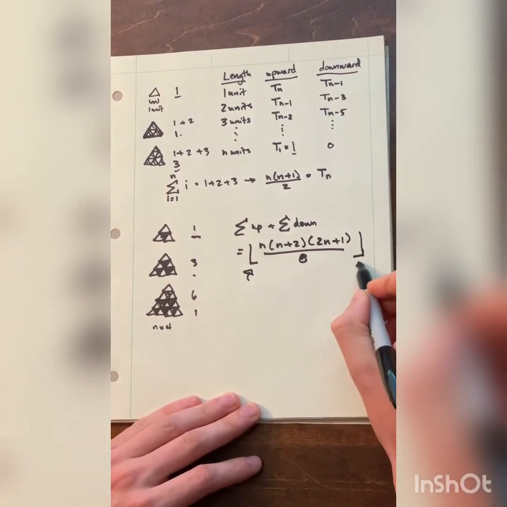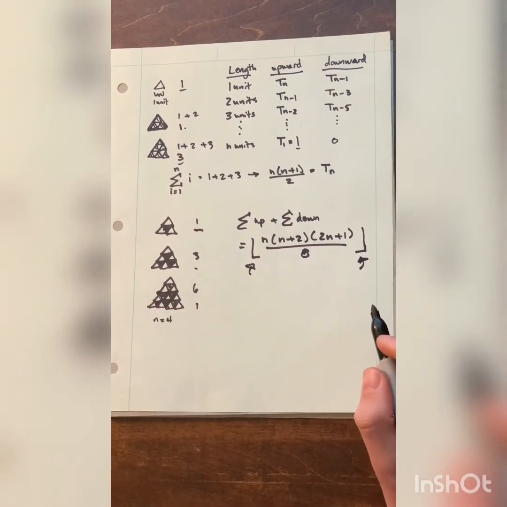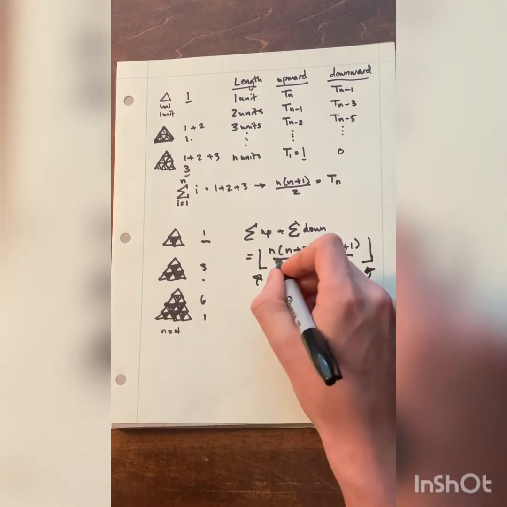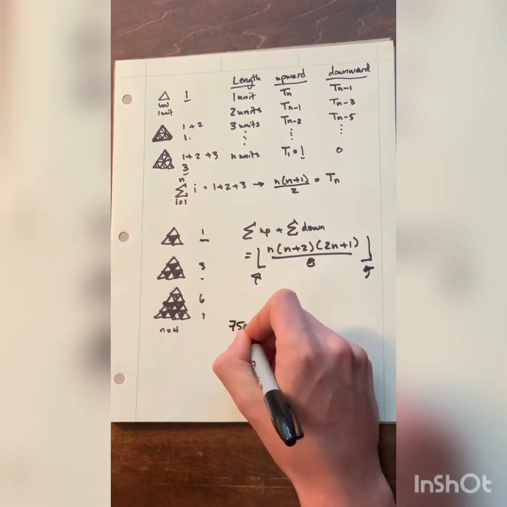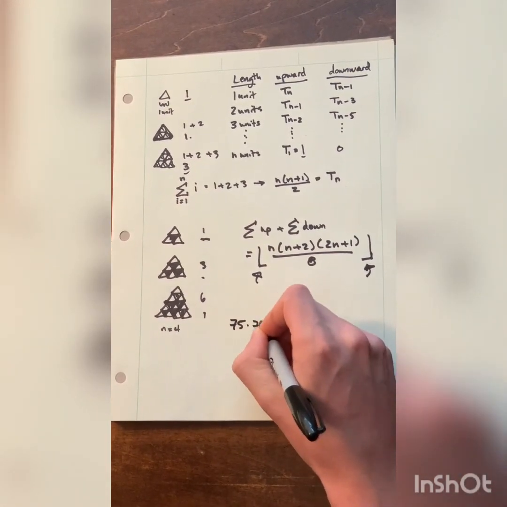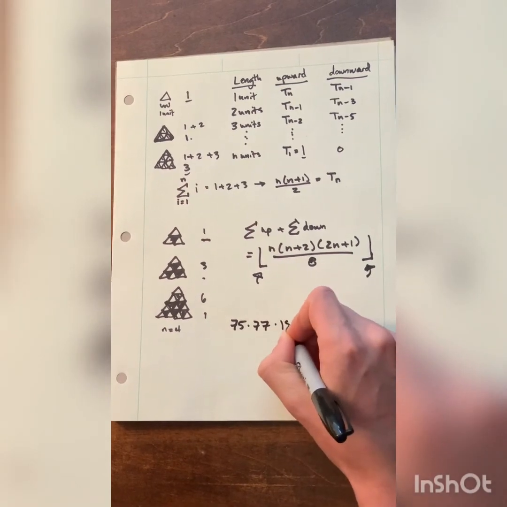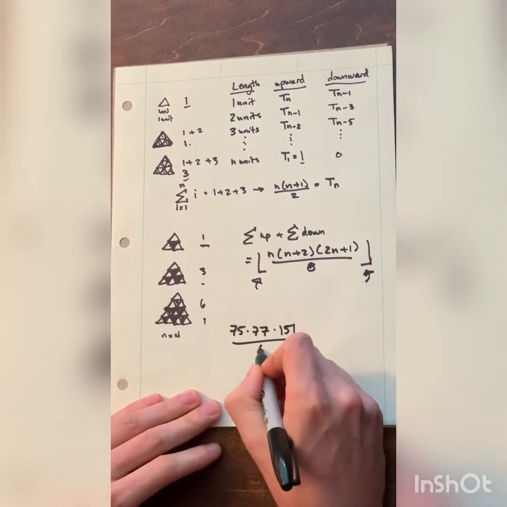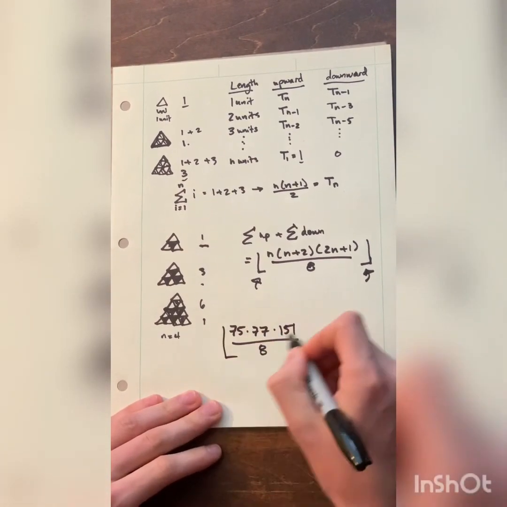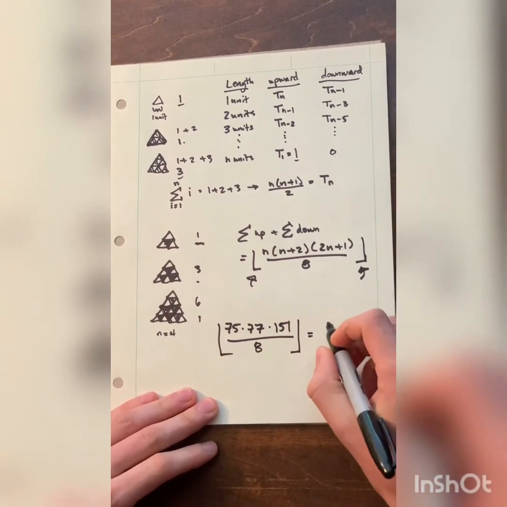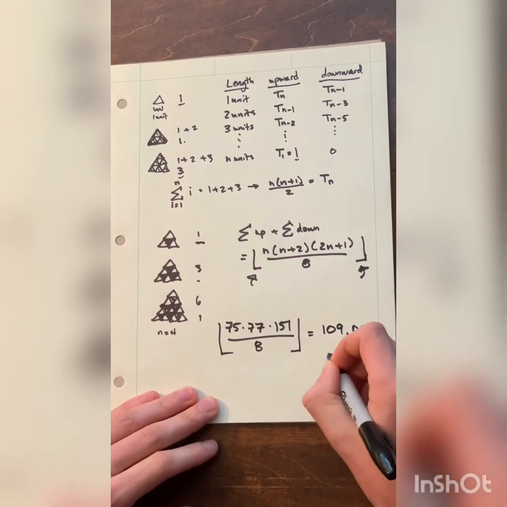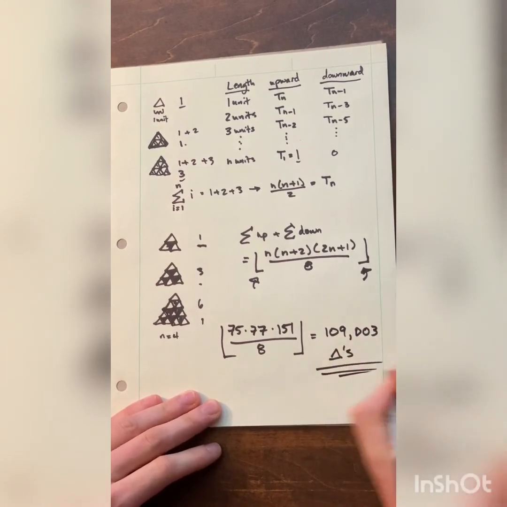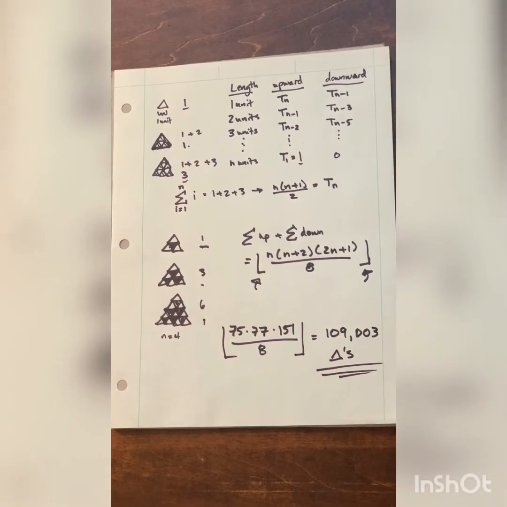They mean rounded down. So back to the original question: if n is 75, we have 75 times 77 times 151 all over 8, rounded down, giving us a grand total of 109,003 triangles. And that's your answer.